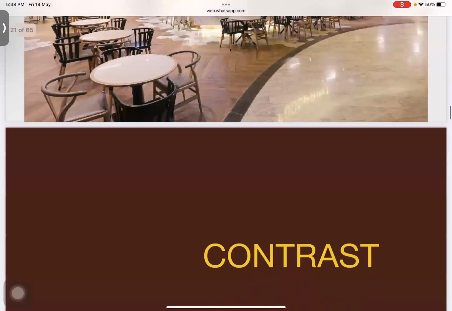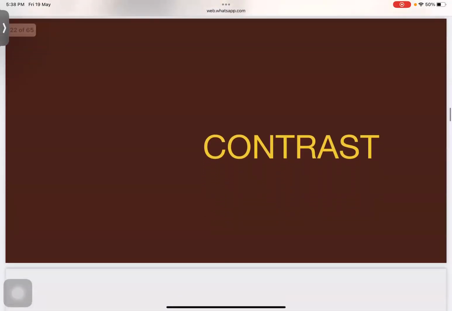Okay. Now, the next thing is contrast. Quickly explain about contrast. Anyone can start. Should I start? Yeah, absolutely. Go ahead. Contrast is the difference between the elements in terms of size, shape, form, etc. Light and shadow can also bring contrast.